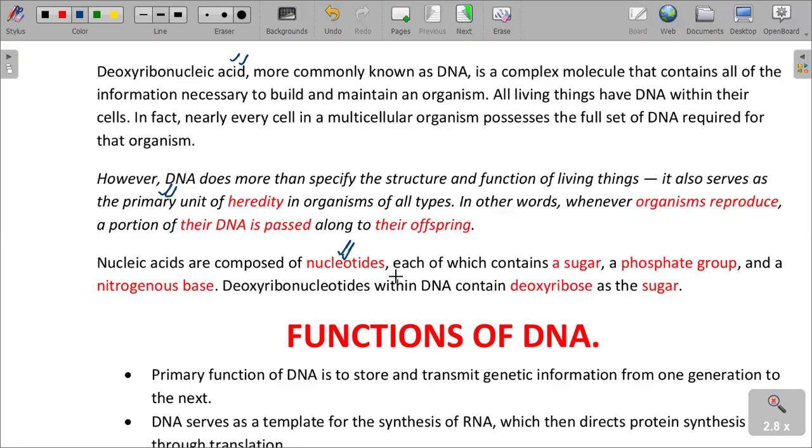You can understand and believe with me that we have got sugar, we have got phosphate and nitrogen base, which we are saying are the components of what? Of nucleotides. So what I want you to understand is that DNA is made up of nucleotides.